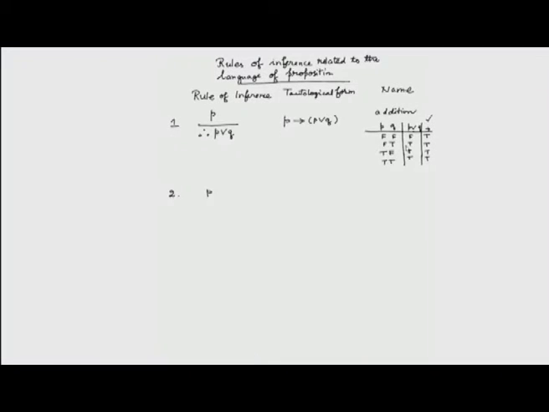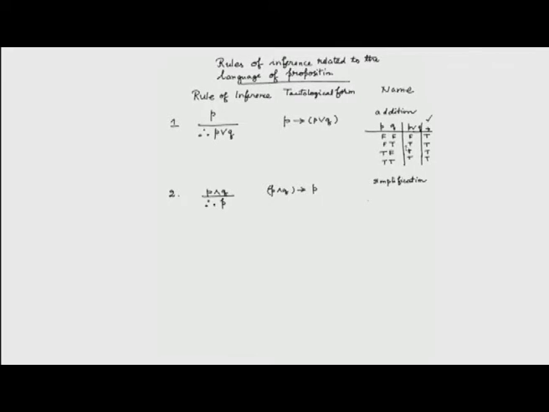Second, P and Q, therefore P. In tautological form, this is P and Q implies P. This is called simplification.